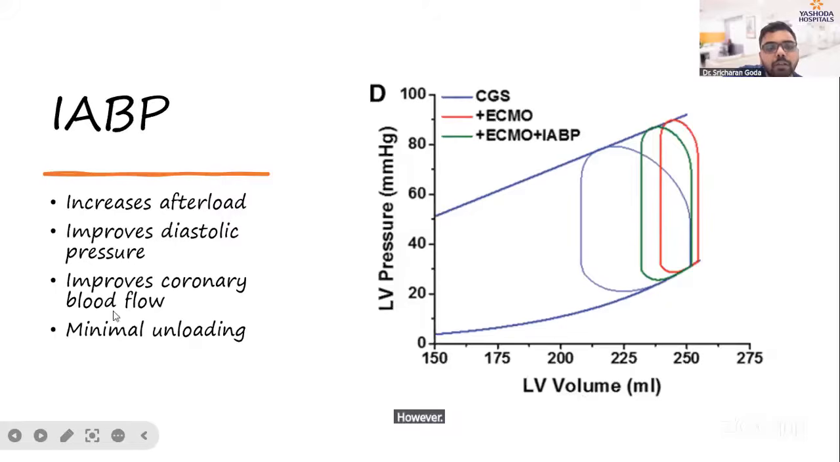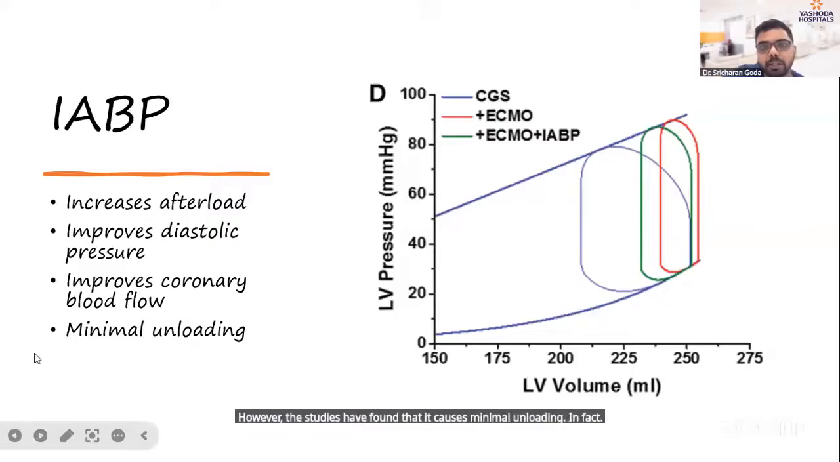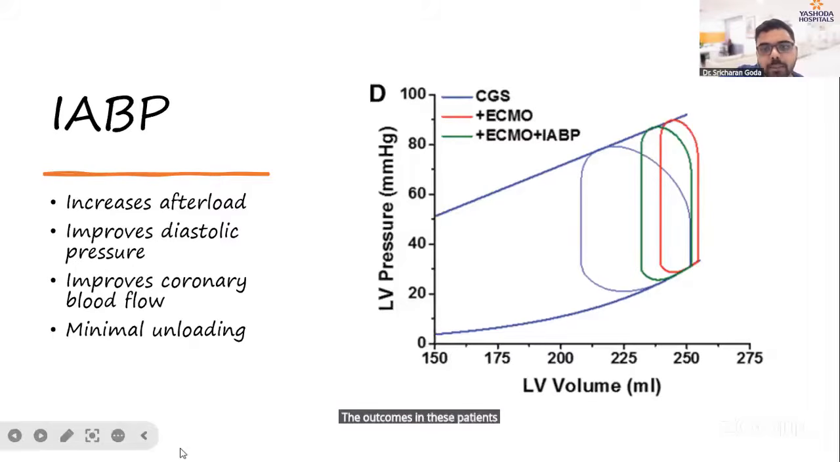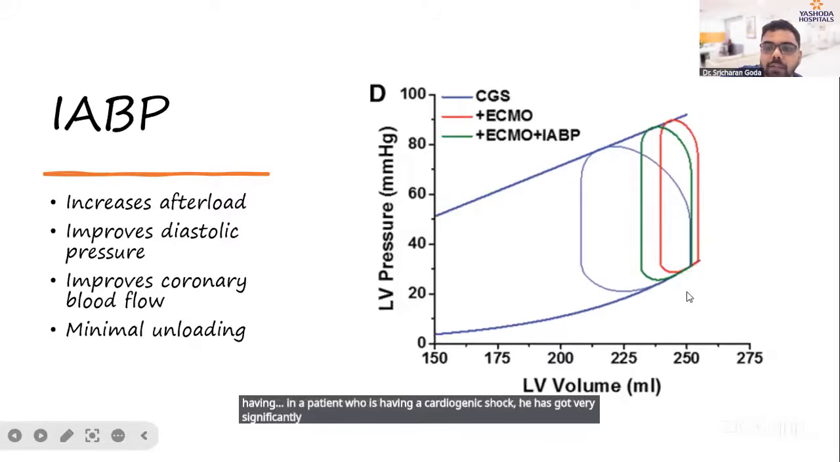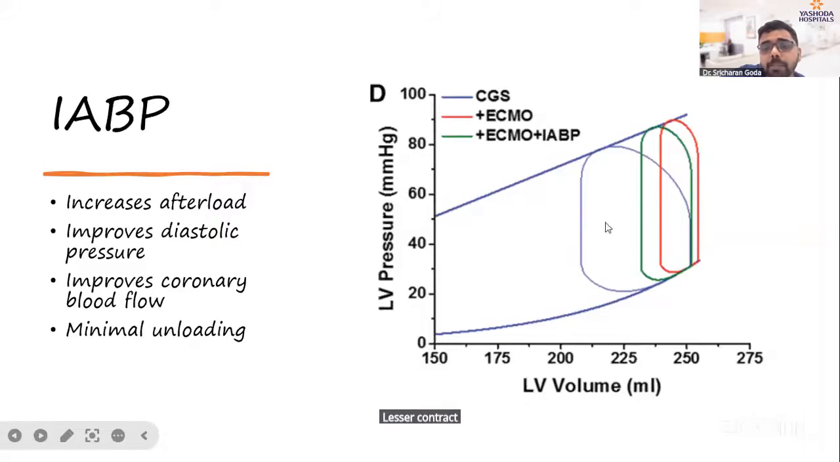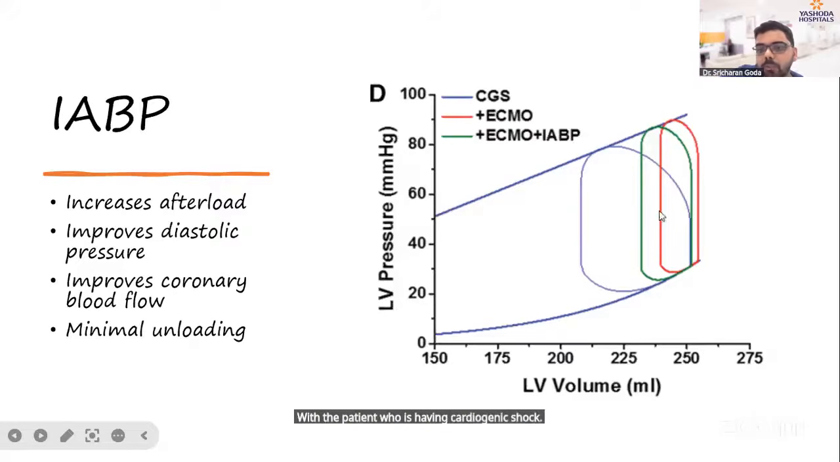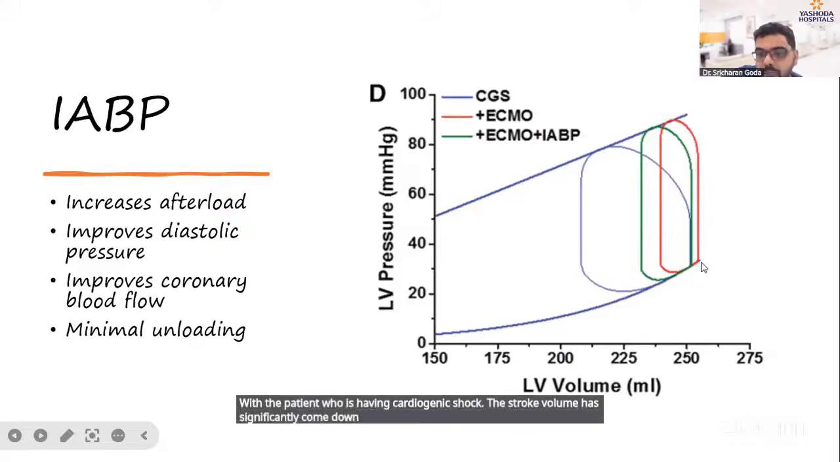However, studies have found that it causes minimal unloading. In fact, there is a meta-analysis in almost 1,500 patients which has said that IABP along with ECMO is not going to improve outcomes in these patients. In a patient who is having cardiogenic shock, there are very significantly high end diastolic volumes and lesser contractility. In patients initiated on ECMO with cardiogenic shock, the stroke volume has significantly come down and the end diastolic volumes have come up.